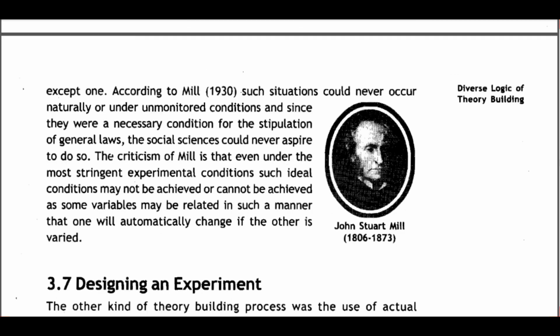According to Mill, 1930, such situations could never occur naturally or under unmonitored conditions, and since they are a necessary condition for the stipulation of general laws, the social science could never aspire to do so. The criticism of Mill is that even under the most stringent experimental conditions, such ideal conditions may not be achieved, as some variables may be related in such a manner that one will automatically change if the other is varied.